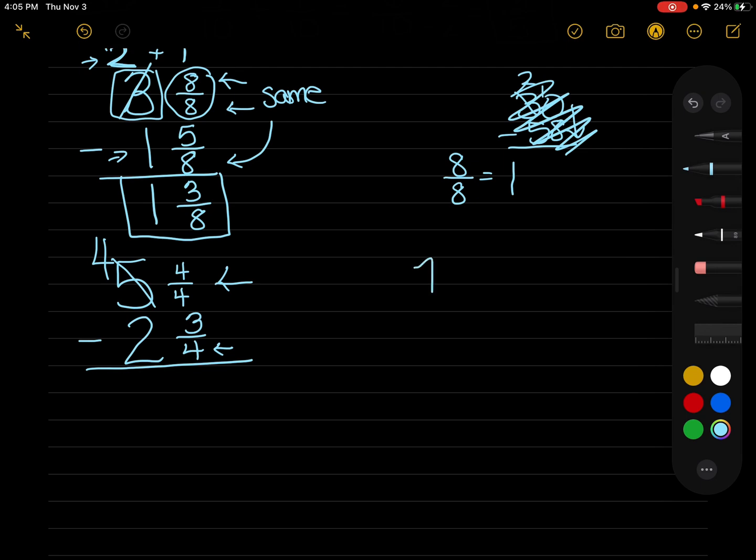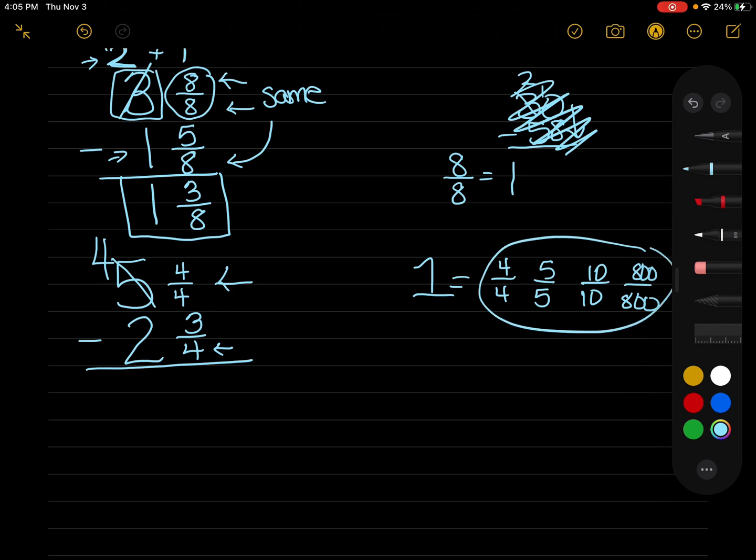So 1 can be any fraction. It can be 4/4, it can be 5/5, it could be 10/10, it could be 800/800. All of these numbers equal 1. So I can make any number into a 1, just like I did here, and make it a fraction by putting one number over another number. And now once you do that, then you can subtract.